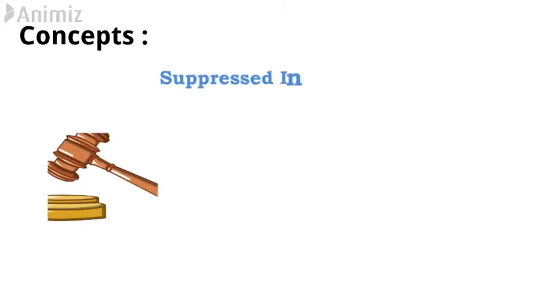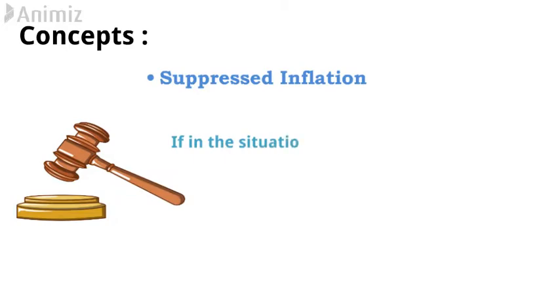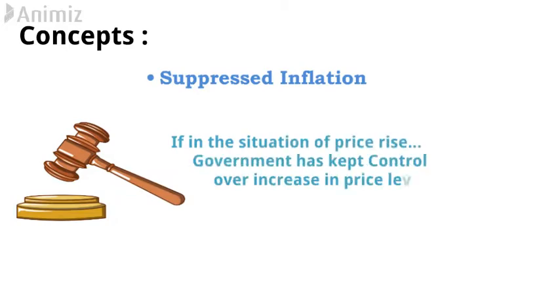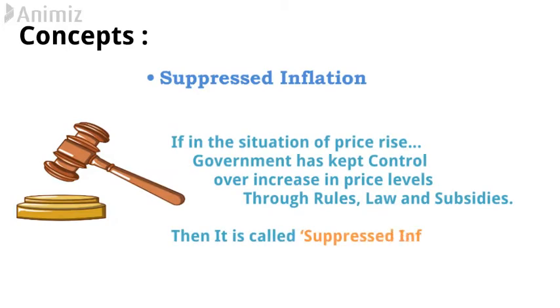Apart from the meaning of inflation, there is one more concept associated with inflation, which is suppressed inflation. Each and every economy has to face some adverse situation or economic crisis where price rise will take place. But if, in the situation of price rise, the government keeps control over the increase in price levels through rules, laws and subsidies, then it is considered suppressed inflation. In short, the situation of inflation exists but does not come out in the picture.